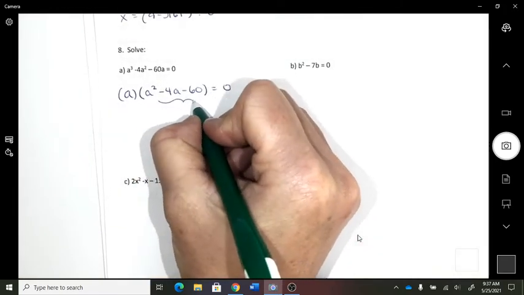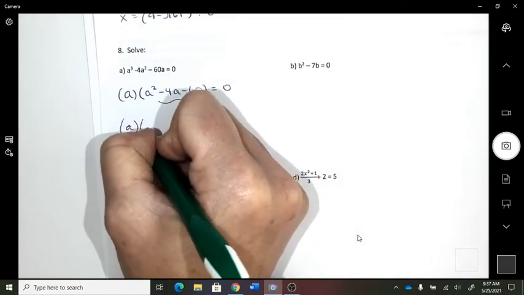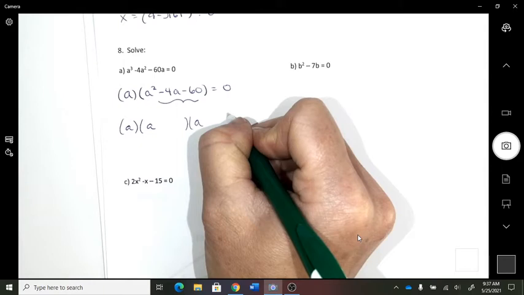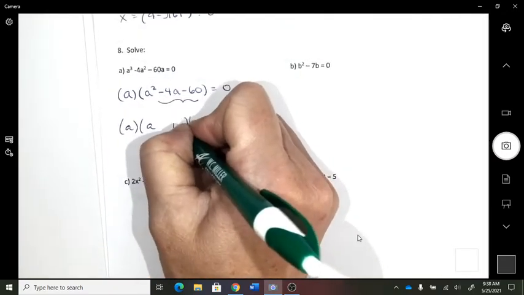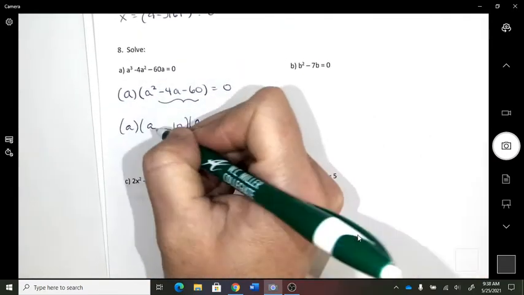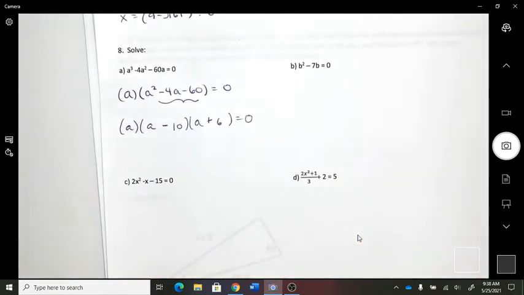And now, this part should break down more, right? Simple. Oh boy, anything that multiplies to 60. What do you got? It's got to make a 4. 10 and 6. You need to get a -4 out of it. Just making sure it makes a -4 and a -60, it's good.